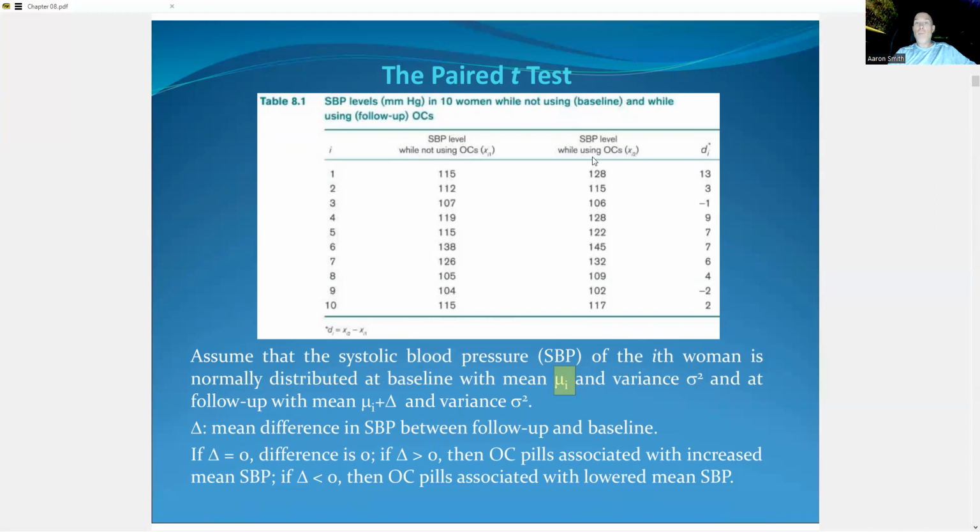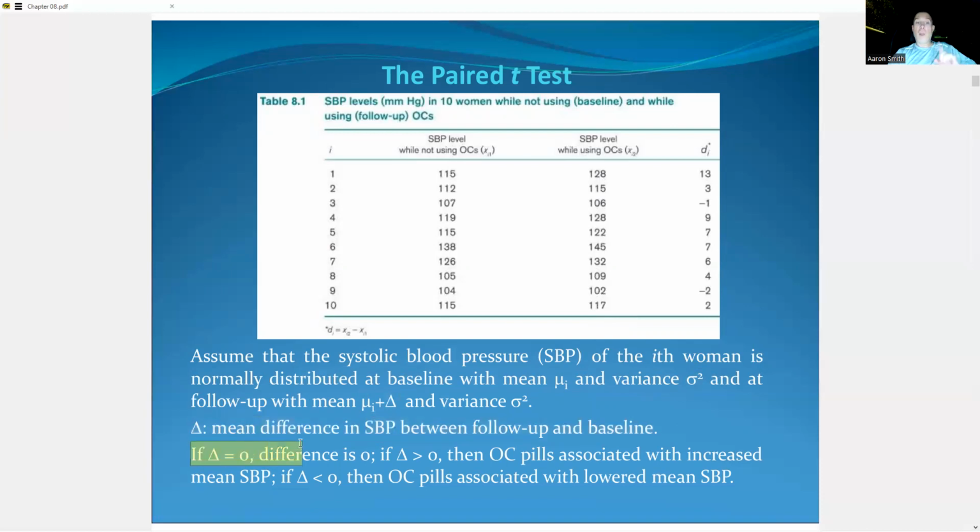Now, after we follow up, we get the second blood pressure, and we're going to assume that everybody's blood pressure has changed by the same amount. Each individual woman has their own personal average at the beginning, and the average for each individual person at follow-up is assumed to be the same plus a constant value being added to all of them. And so delta is the mean difference in the systolic blood pressure between follow-up and baseline.